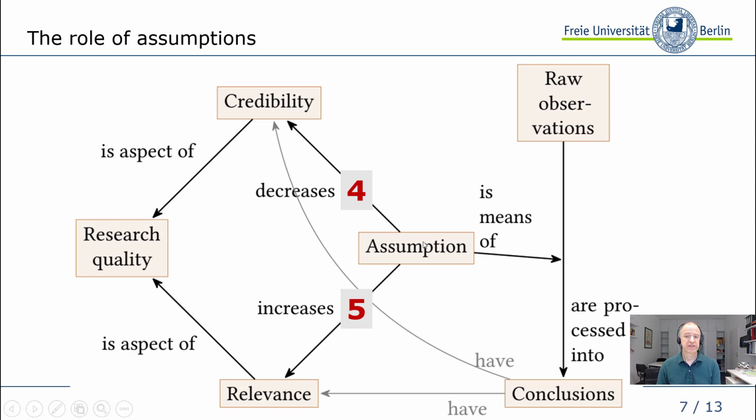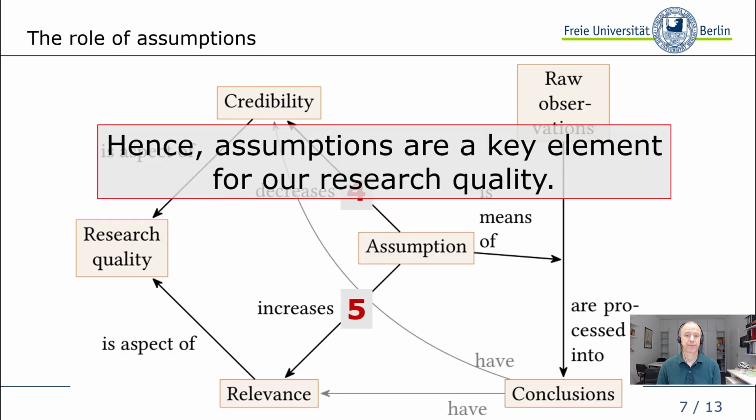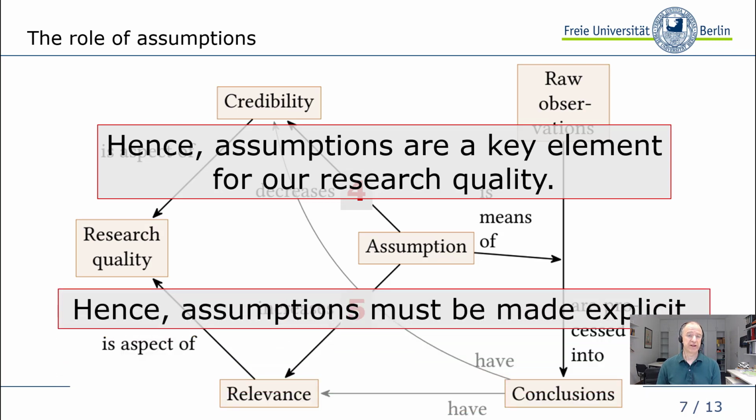The other relationship of assumptions to research quality concerns relevance. As a tendency, again, assumptions increase relevance. That is because we make the assumptions in order to draw stronger or more conclusions. And because of these two relationships, to credibility and to relevance, it's very important to recognize assumptions as a key element of research quality, and therefore it is very important to spell them out, to not allow assumptions to remain implicit and not said.